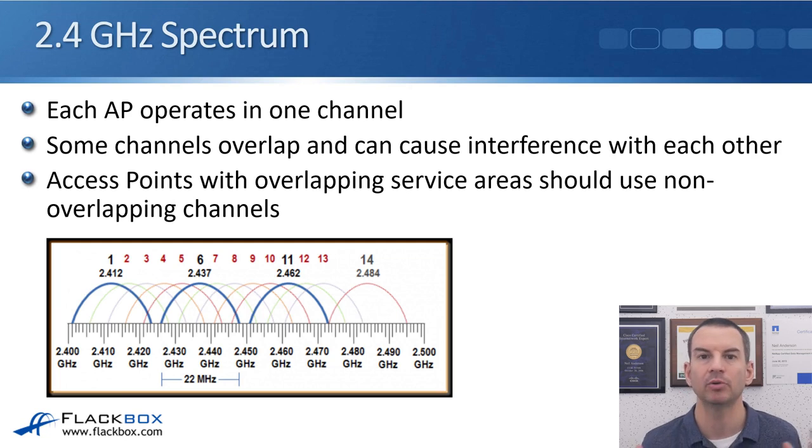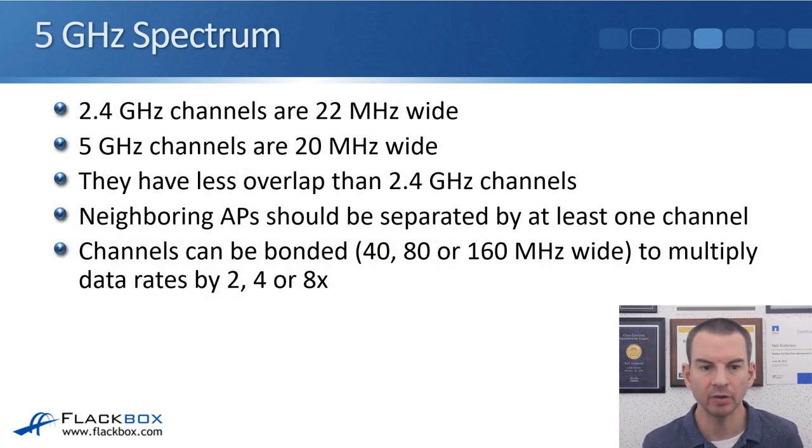So if you've got neighboring APs, you want to use non-overlapping channels to make sure that they don't overlap with each other. Okay, looking next at the 5 gigahertz spectrum. 2.4 gigahertz channels are 22 megahertz wide. 5 gigahertz channels are 20 megahertz wide. And they have less overlap than the 2.4 gigahertz channels, so it's not such a problem here. Neighboring APs should still be separated by at least one channel, though, to reduce the chance of interference.